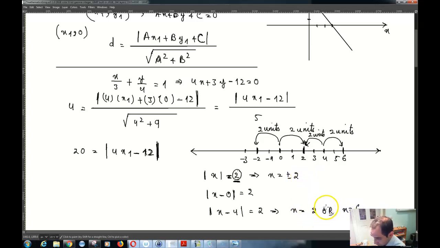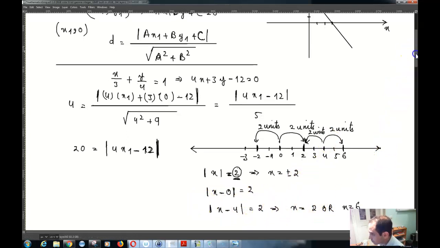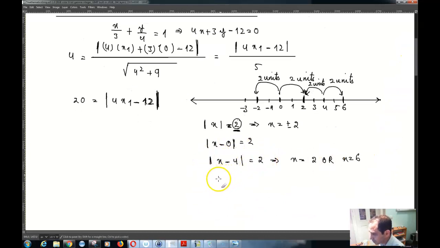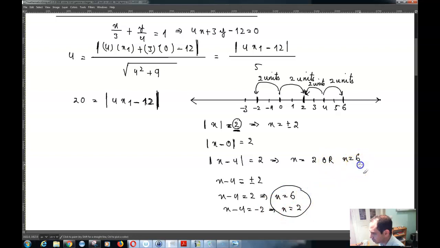Now in order to systematically solve this equation, what you will write over here is x minus 4 is equal to plus or minus 2. Now if x minus 4 is equal to 2, then x is equal to 6, and if x minus 4 is equal to negative 2, that means that x is equal to positive 4 minus 2, which is equal to 2. And these are the two answers that I got here.